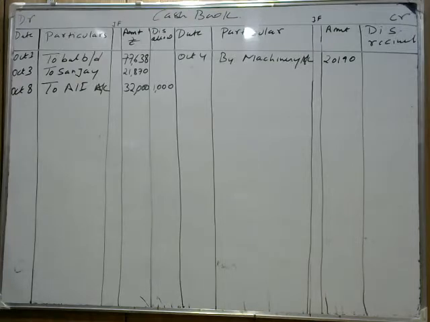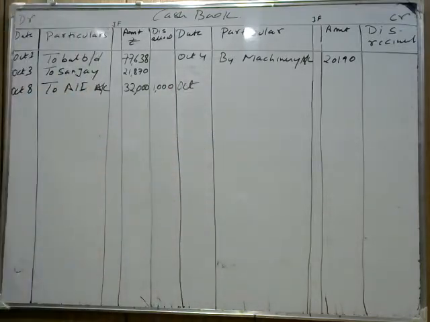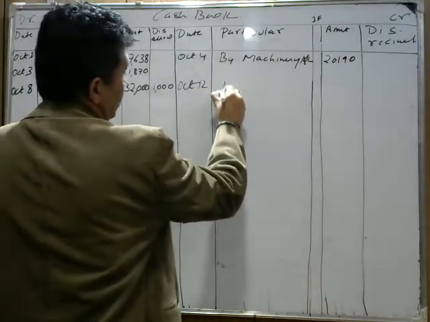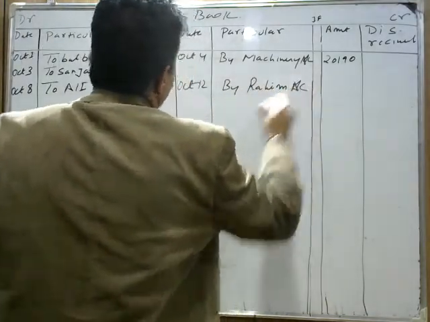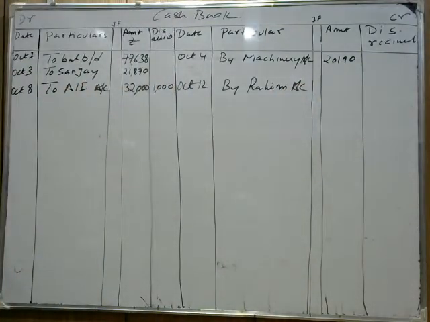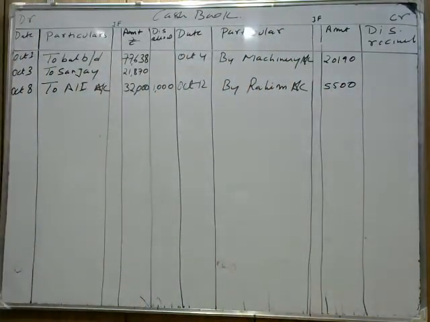Next, on October 12, paid rupees 5,500 to Rahim. So on October 12 we write here By Rahim account. Now how much do we pay? We pay to Rahim 5,500. On October 12 we pay him 5,500. So we write on the payment side 5,500. Is it clear now? Because the entry will be Rahim account debit to cash. So cash will be credited because cash जा रहा है इनसे.